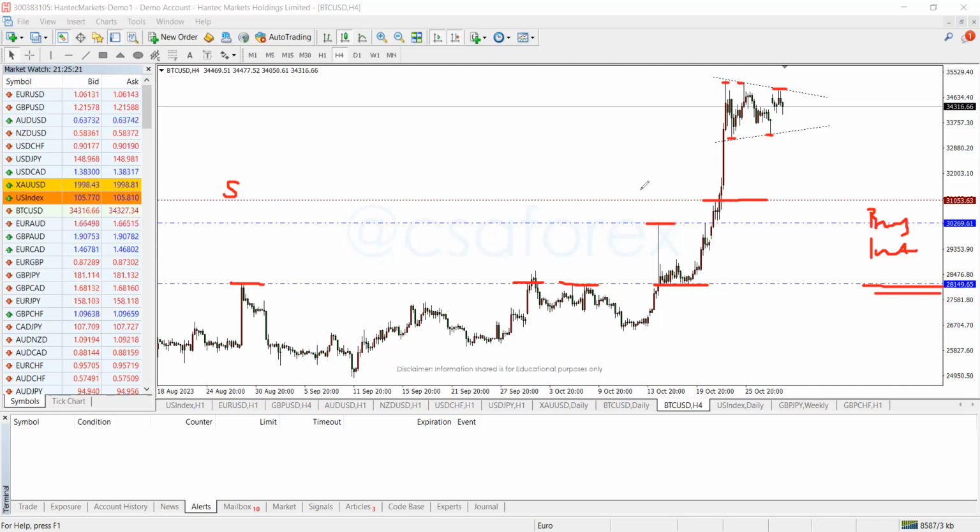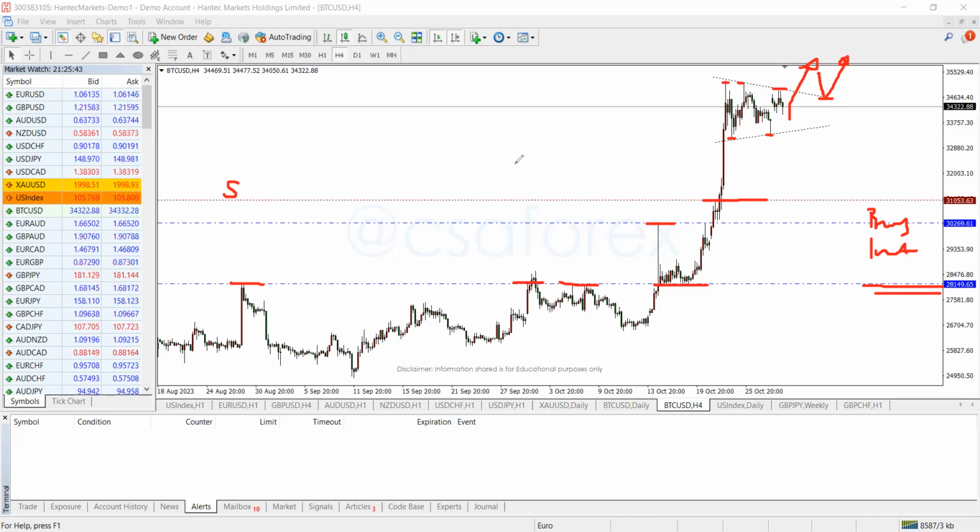So we have seen the areas of interest where it is possible for price to come down for a buy, but at the same time, it could even break out to the upside and then continue. If that happens, it breaks out of this triangle, wait for a pullback to this area here, look for entry and then push higher as well, right?